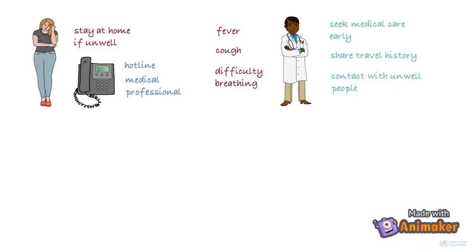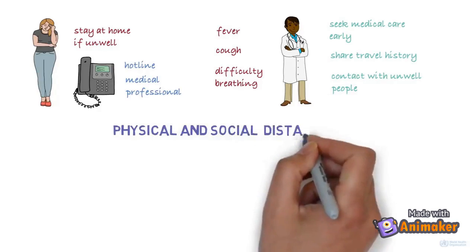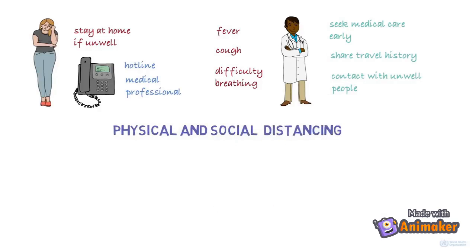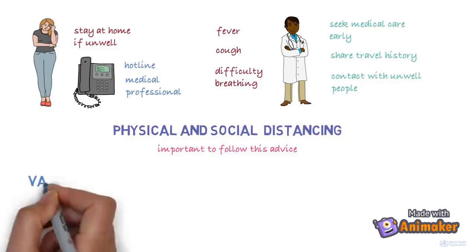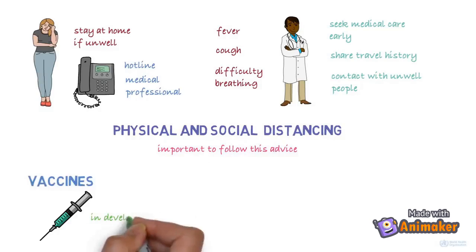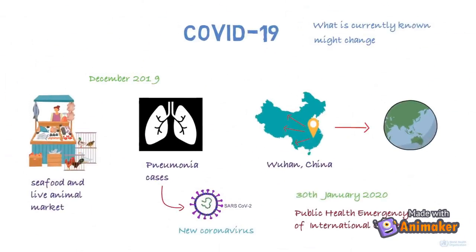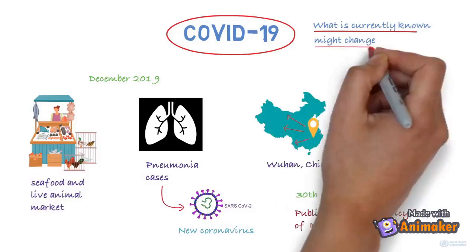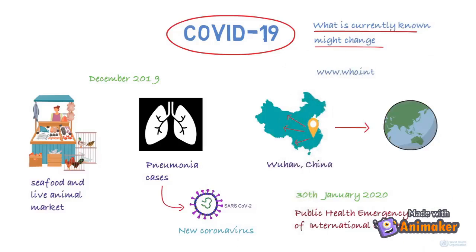In some areas, governments have implemented specific physical and social distancing measures to prevent the spread of the outbreak. It's important to follow their advice. Vaccines to prevent COVID-19 are currently under development, and scientists around the world are working hard to make this happen. That's a quick look at this emerging infectious disease. We're still learning about this virus every day, and what's known may change. So please, check the website below for the most up-to-date information.